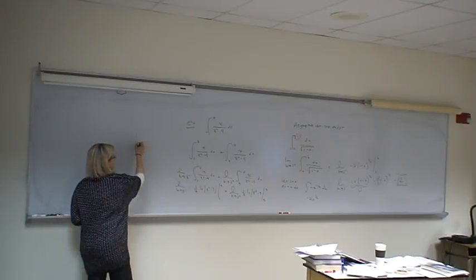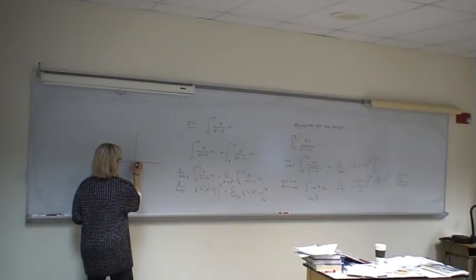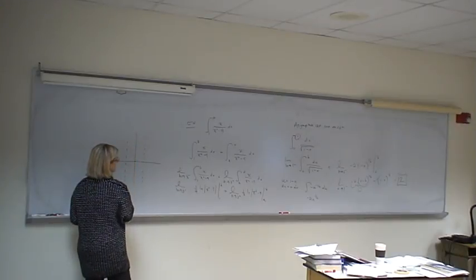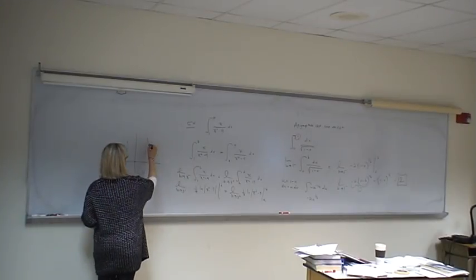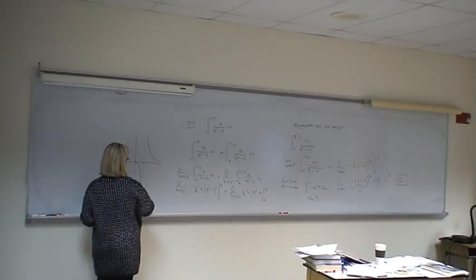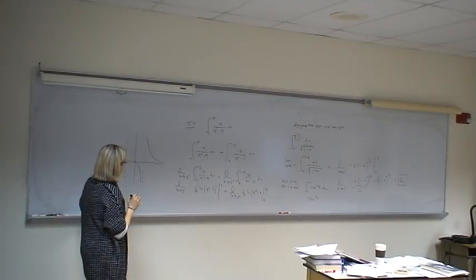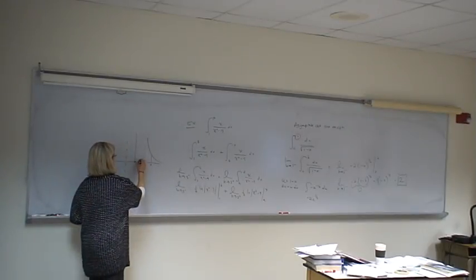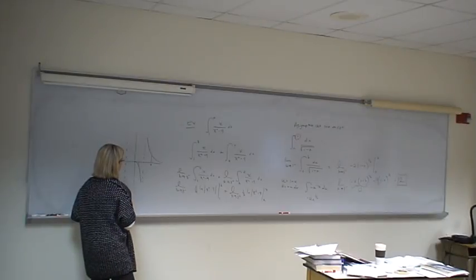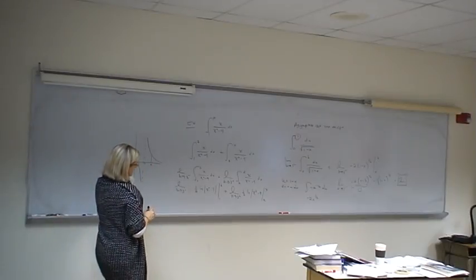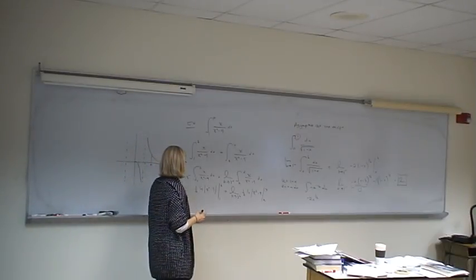What does this graph look like? It has a root at 0, asymptotes at 3 and negative 3. Something like that, I think. We're going from 1. Okay, so this one is a problem. I can't plug in b here, right?